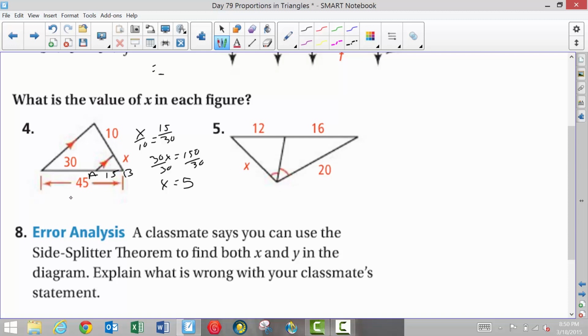Again, this was side splitter rule. This was side splitter theorem, I should say. Here is triangle angle bisector theorem. So I know that x over 12 is proportional to 20 over 16. Cross multiply, I have 16x equals 20 times 12, 240. Divided by 16, I get 15.